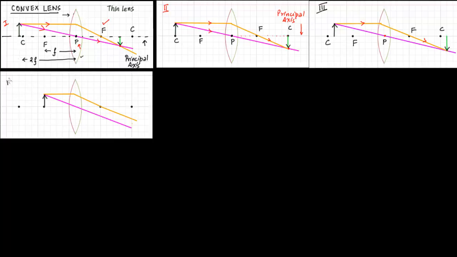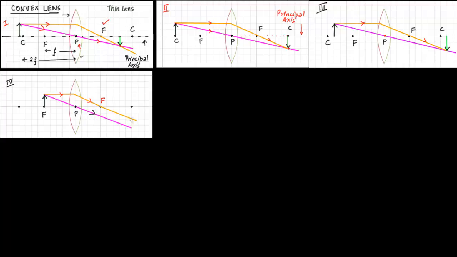Now case number 4 is that you bring this object on the focus. Now again, there are 2 beams of light. The first beam goes through the lens, bends, and passes through the focus. The second beam of light just passes through the center of the lens and doesn't change direction.